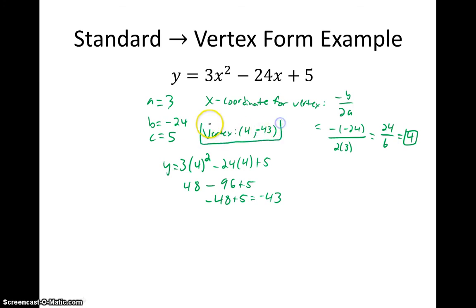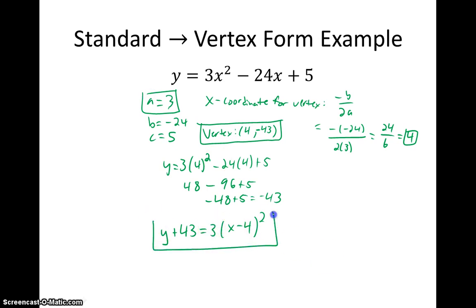So I have my vertex now, and so I'm going to put it into vertex form. So it's just y, and I subtract the y-coordinate, but the y-coordinate's negative, so it's going to be plus 43. It's going to be equal to, I'm going to put in my x minus 4 squared. Now remember how we get the number in front? That's just the a value. So I'm going to grab this 3 right here and just plop it in front of the x minus 4 squared. And now I have my vertex form, and that's all there is to it. That's it, to go from standard form to vertex form.